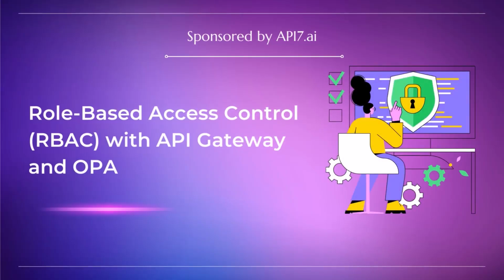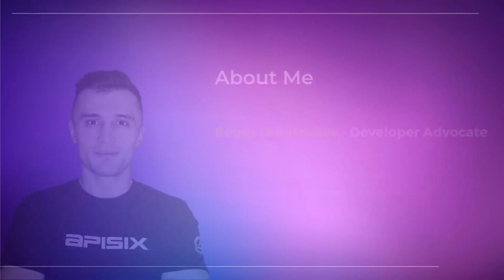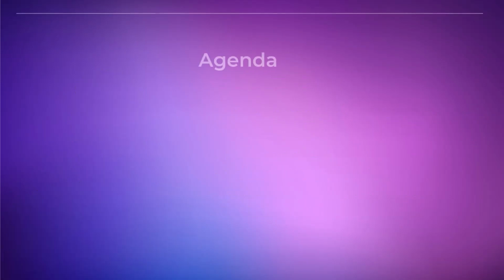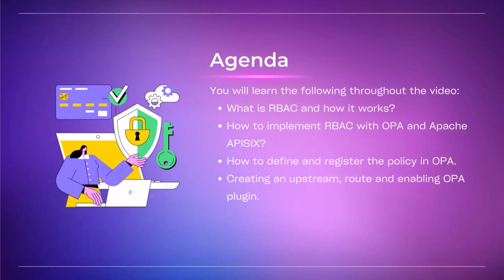Hi everyone, welcome to another video tutorial on how to enable role-based access control (RBAC) with API Gateway and OPA, Open Policy Agent. My name is Babur and I am a developer advocate for Apache APISIX. In this video, we'll discuss how to enable the role-based access control authorization model for your APIs with an open source API gateway like Apache APISIX and Open Policy Agent. We'll create an upstream and a route, and enable the OPA plugin of APISIX, and you read the user role and permissions.